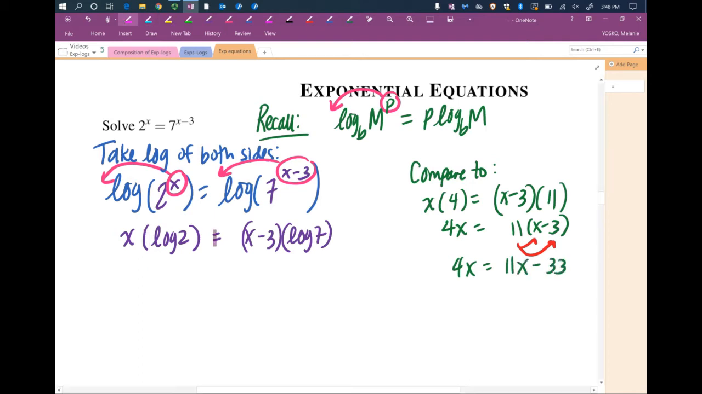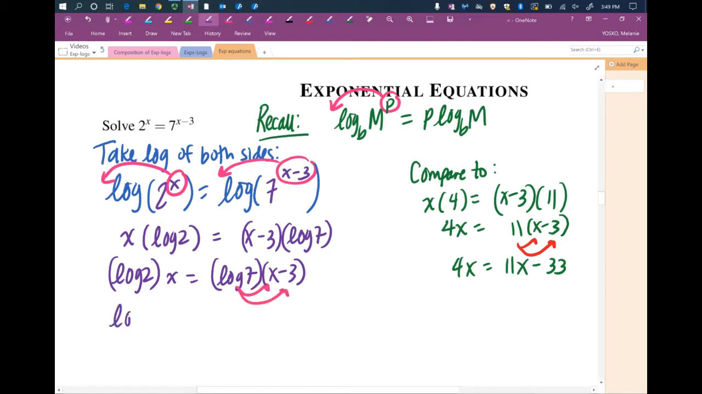We're going to do the same thing over here with our logarithm. If you are more comfortable putting the logs in front, you can do that. This is log 2, which is some number, times x. And this is log 7, which is some number, times x minus 3. So this is log of 2 and log of 7. Log operates on those numbers. Okay, then we distribute right here. So I rewrite the left-hand side. Log of 2 times x is the same as log of 7 times x minus 3 times log 7.